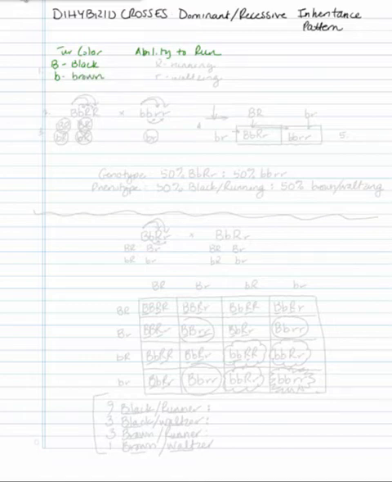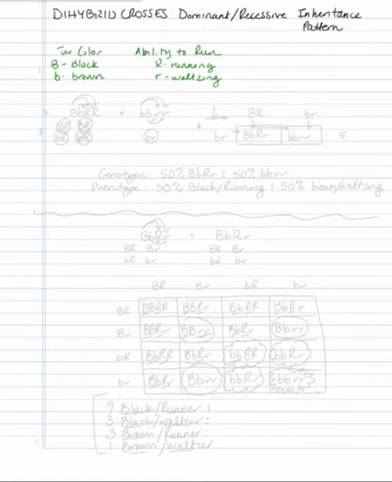For the running ability, we have a capital R, which will code for their ability to run in a straight line, or we'll just call it flat out running. The recessive allele is going to code for their inability to run in a straight line, otherwise known as waltzing.